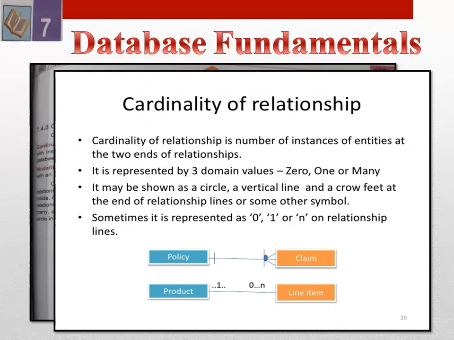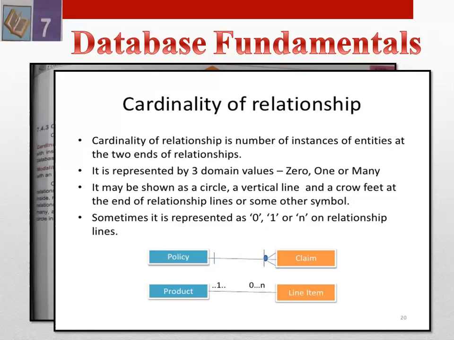So here on your screen you can view the cardinality and modality example with policy, claim, and product. Modality describes whether the relationship is mandatory or optional. It specifies the minimum number of relationships.